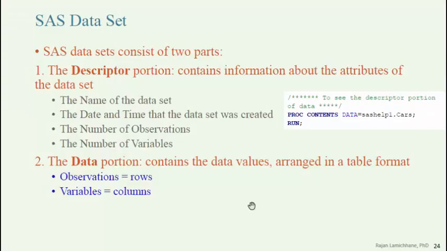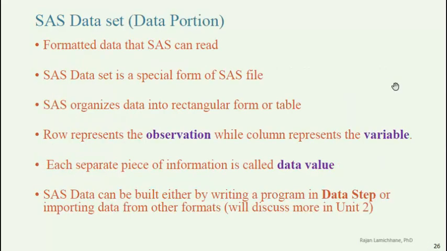Now the second portion is the data portion. The data portion contains the data values, and it is a rectangular table where the observations are rows and variables are columns. As for the data portion, SAS data can either be built by writing a program in a data step or importing data from other formats. We'll discuss how to create SAS data in Unit 2.